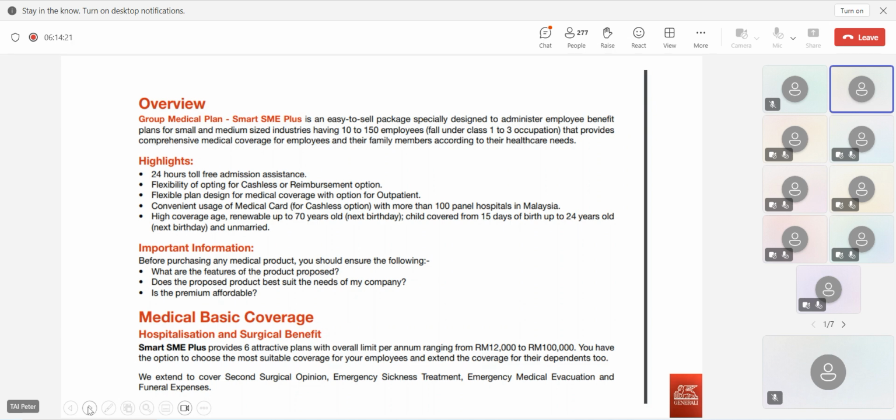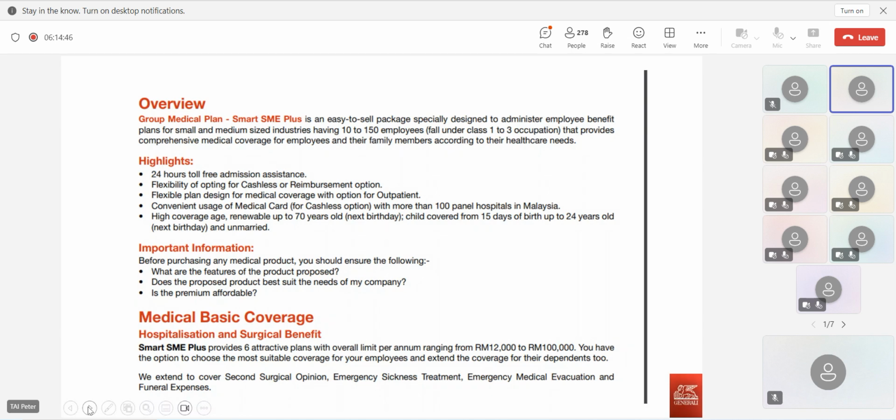All right. So basically, the highlights are 24 hours toll-free admission assistance, and flexibility for cashless or reimbursement. You can choose whether you want to do it on a cashless or reimbursement basis. Of course, if it's reimbursement, the policy will be cheaper. Then, of course, you have plan designs with medical coverage option for outpatient. If you have outpatient, of course, it's more expensive. Without outpatient, it's cheaper.